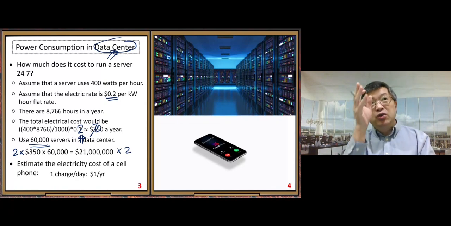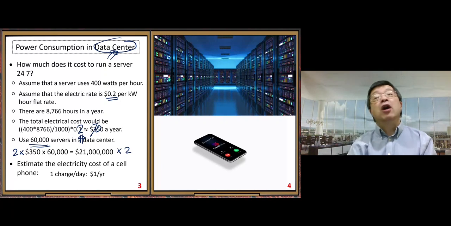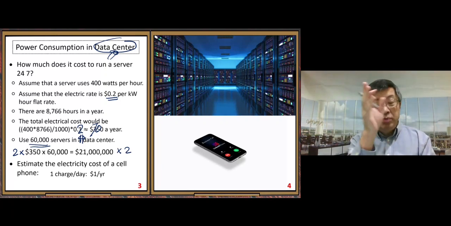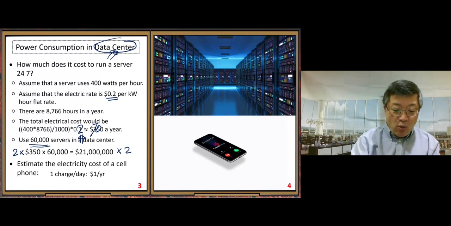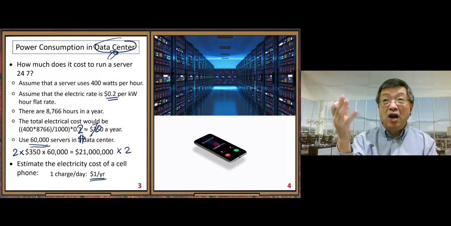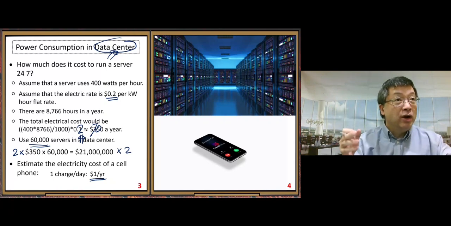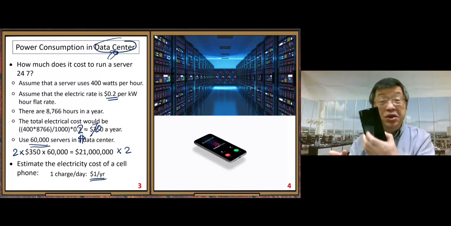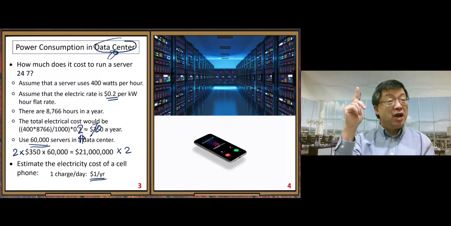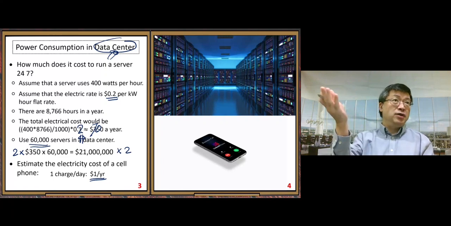It depends how many charges you do per day. If you do one charge per day, you get $1 per year. That little. The electricity cost to power your cell phone for one whole year is only $1. It's surprising to me. Why so small?